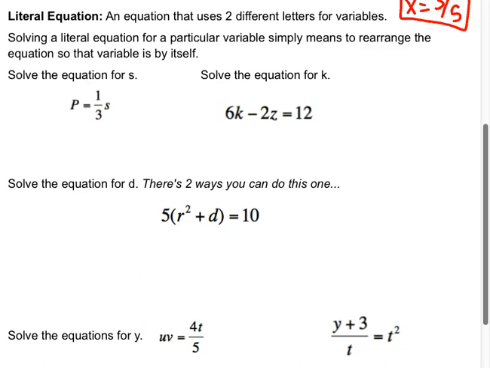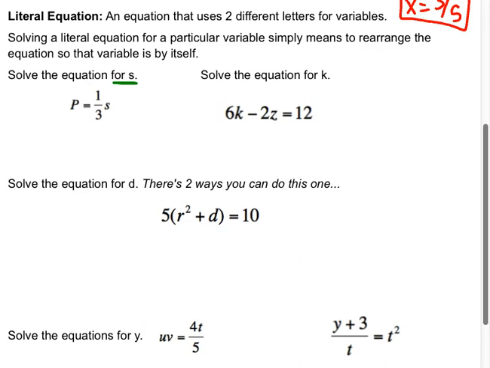So for example, right here, I want to solve this equation for s. So that means I want to get the s by itself. So P equals 1/3 S. All right, now, the 1/3. So usually when you say that, you're like, oh, okay, we'll divide by 1/3. You can. That seems to be a little bit messy, okay, dividing by fractions. We usually try to avoid that when possible.